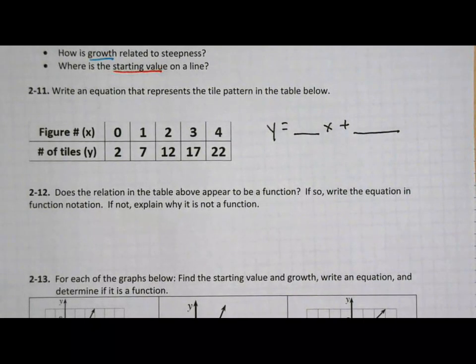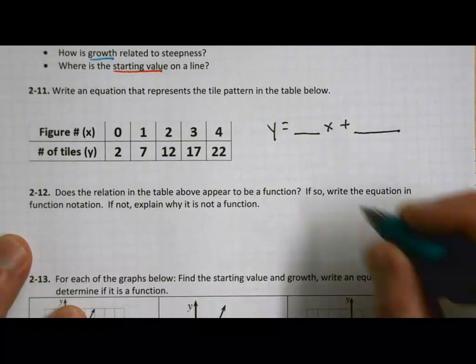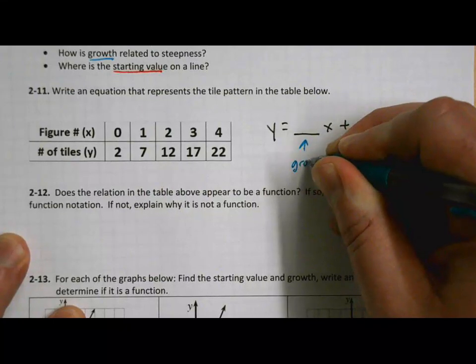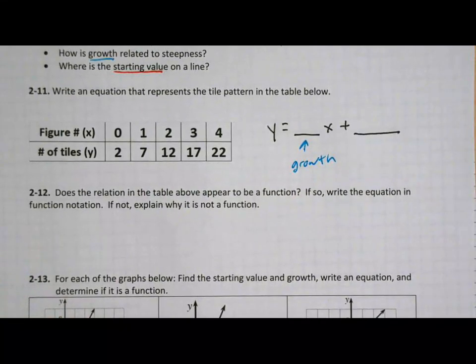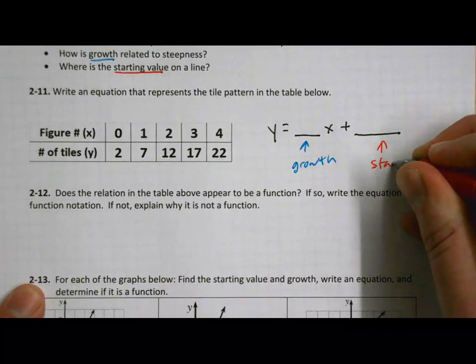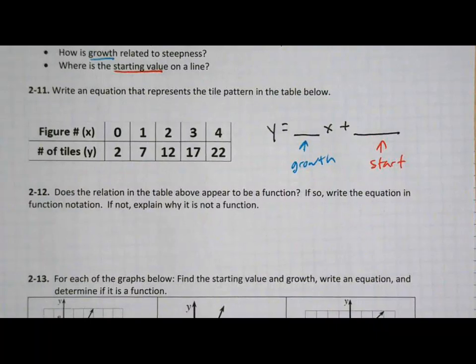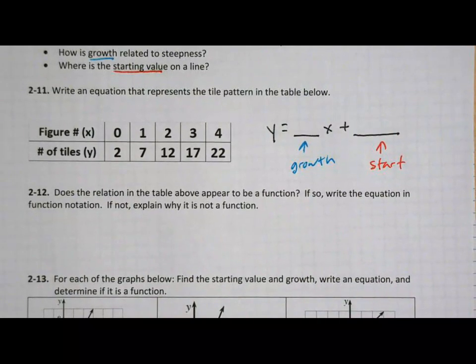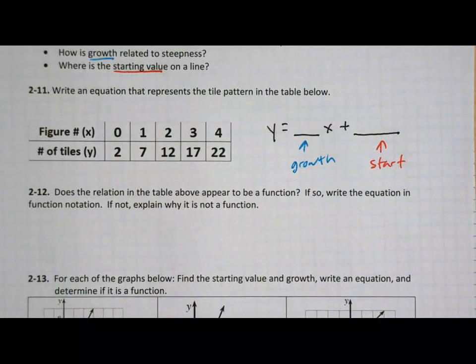All right, here's my hint to you. If you're not sure what goes where, we want our growth to go in that spot. And we want our starting value to go in that spot. I've got one more hint for you, but if that's enough, go ahead and pause and finish up that equation.